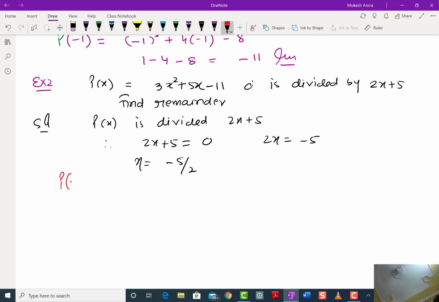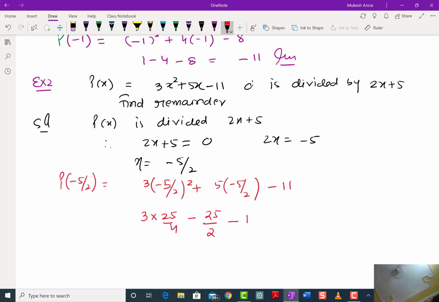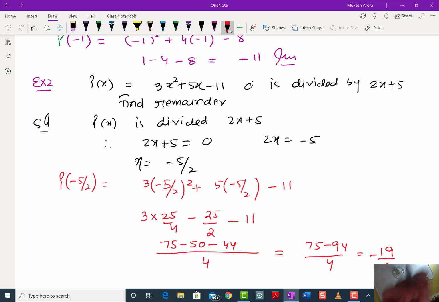Now we'll substitute p(minus 5 by 2) in the equation. 3 into minus 5 by 2 raised to the power 2 plus 5 into minus 5 by 2 minus 11. 3 into 25 by 4 minus 25 by 2 minus 11. So LCM will be 4: 75 minus 50 minus 44. So 75 minus 94 by 4, so it will be minus 19 by 4.